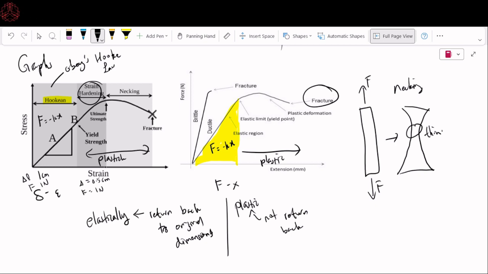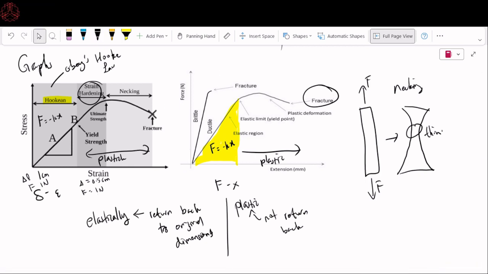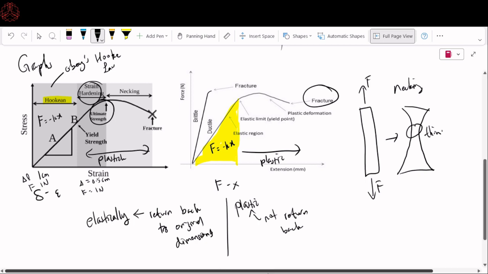You just have a hardening of the object, and once it reaches the ultimate strength limit, then you start having necking. Okay, so the peak of the stress strain graph is actually the ultimate strength.